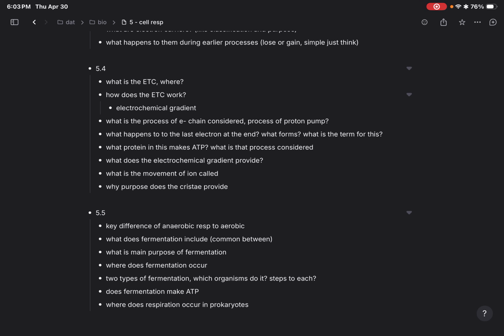What does the electrochemical gradient provide, the proton motive force? It's just force by protons. Oh wait, no, the movement of ions. I think that's called chemiosmosis. What do the cristae provide? You get more surface area, more electron transport chains, more ATP.